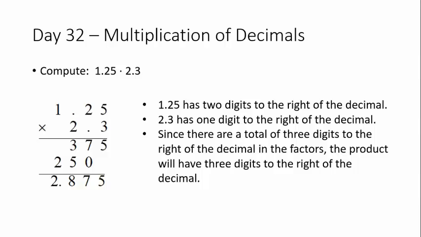And then I start counting the digits to the right of the decimal points. In 1 and 25 hundredths, I have 2 digits to the right of the decimal point, and in 2 and 3/10, I have 1 digit. That's a total of 3 digits to the right of the decimal. I count off 3 digits and place my decimal point so that 3 digits are to the right of the decimal point. This gives me 2 and 875 thousandths.